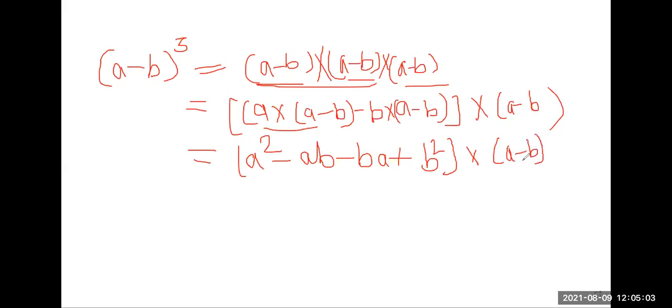Okay. Now here, this a square, this minus ab, it becomes minus 2ab. What will we get here? Minus 2ab. Getting it? Both have the negative sign and both have the same alphabet letters, so we can add them. Okay, so we'll get minus 2ab. Got it, everyone?